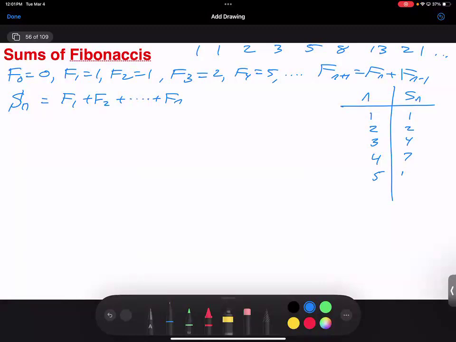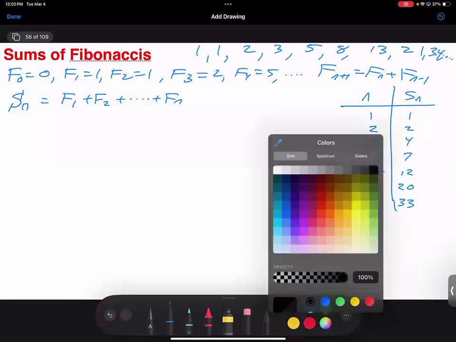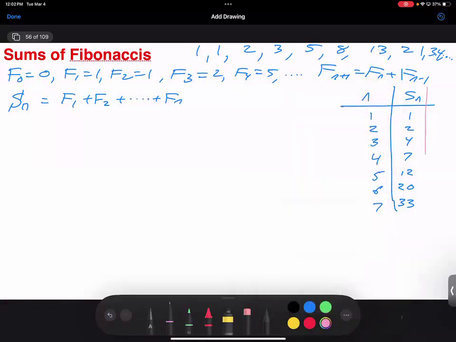And for 5, what do we get? We just add 5, so it'd be 12. For 6, we add 8, we get 20. For 7, we add 13, we would get 34. I'm sorry, 33. Does anybody notice these numbers? 1, 2, 4, 7, 12, 20, 33. Do those look like any nice numbers?